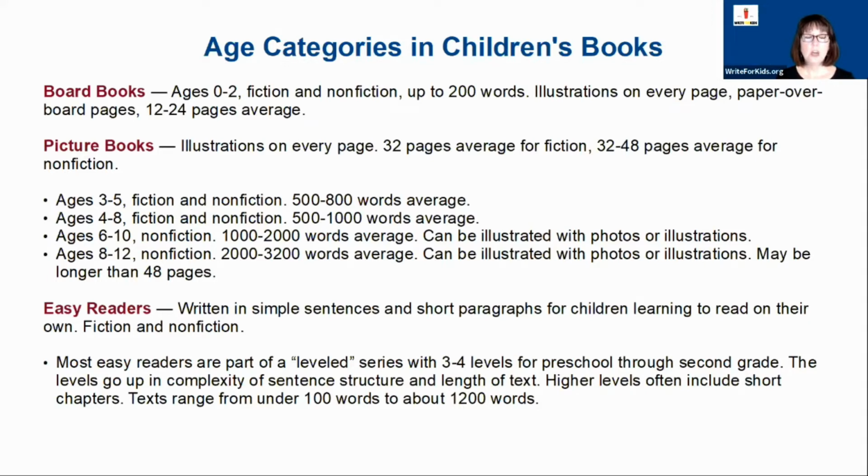Most easy readers are part of a leveled series with 3 to 4 levels within that series for readers anywhere from preschool through about 2nd grade. The complexity of the sentences and the length of the paragraphs gets more complex as we go up in level. But the texts for easy readers are anywhere from under 100 words for those very simple books for preschool or kindergarten up to about 1,200 words. And the higher levels, level 3, level 4, might be broken into very short chapters.